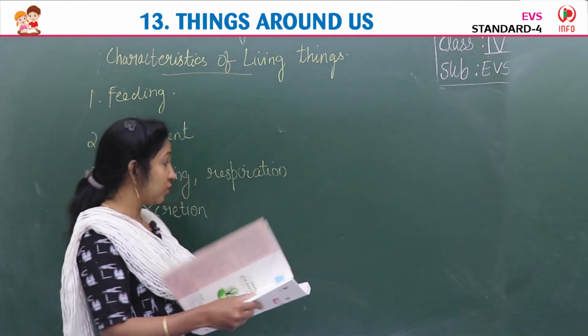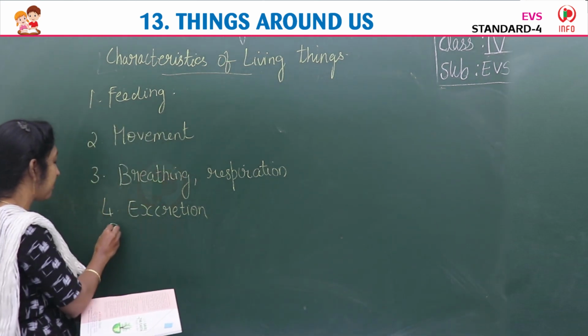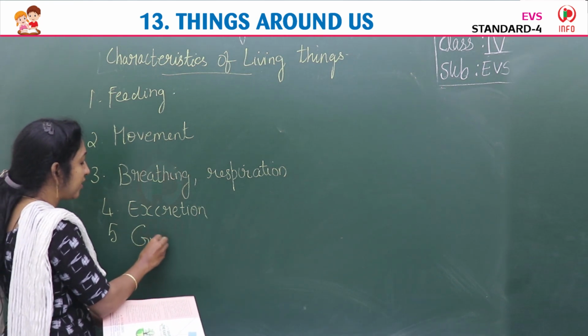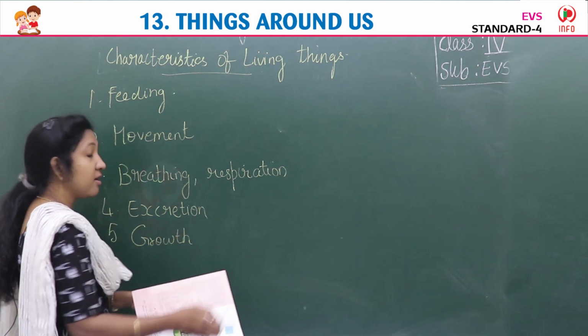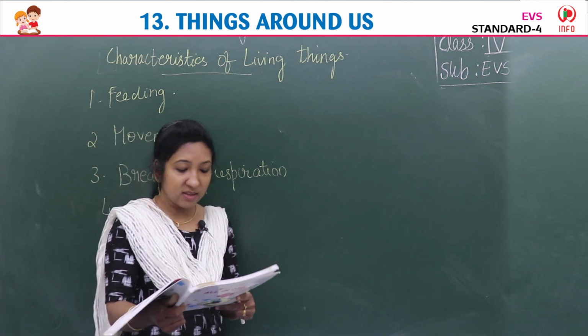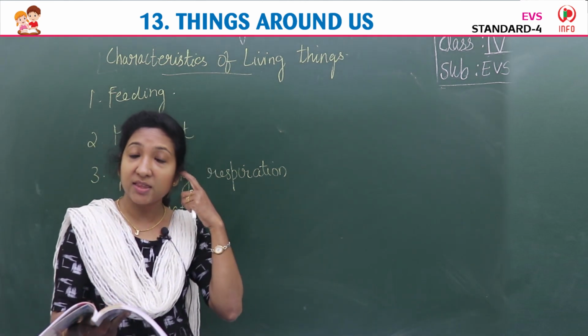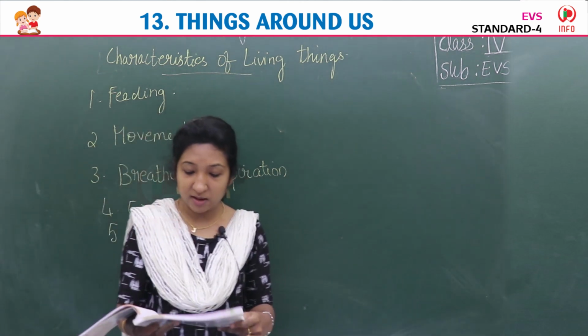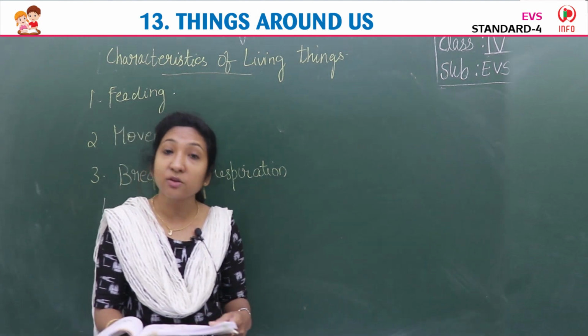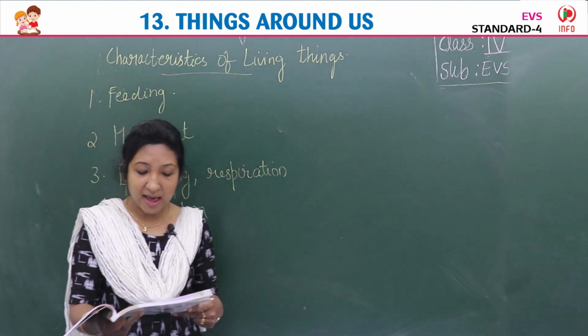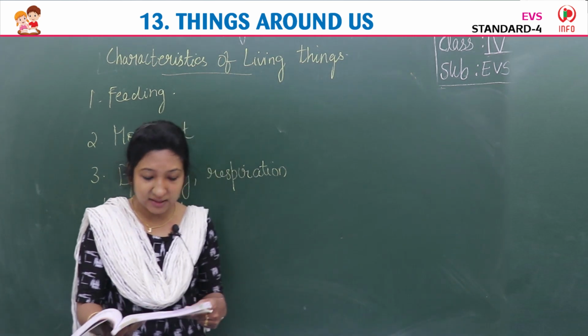Next is about growth. Fifth one is growth. That we know human beings grow, isn't it? All living things grow. When living things feed, they gain energy. When we eat food, we get energy. Some of this energy is used in growth. Living things become larger and more complicated as they grow.